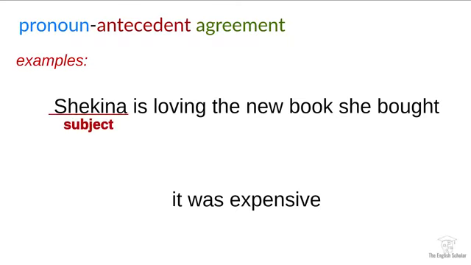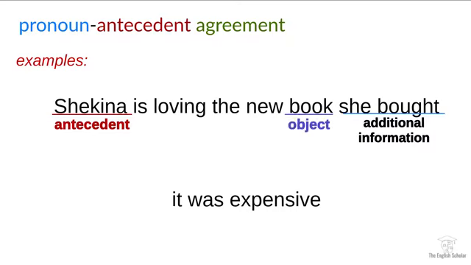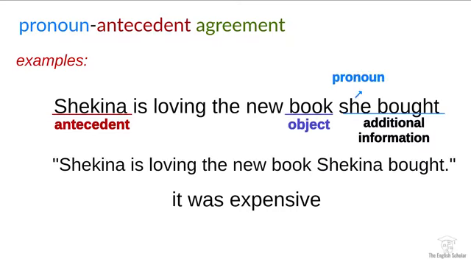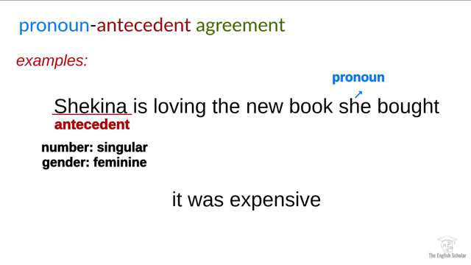Shekina is the one who bought the book, so when we add the information to the object, we use a pronoun instead of repeating her name. Since Shekina is a feminine name and singular, we use the pronoun she.